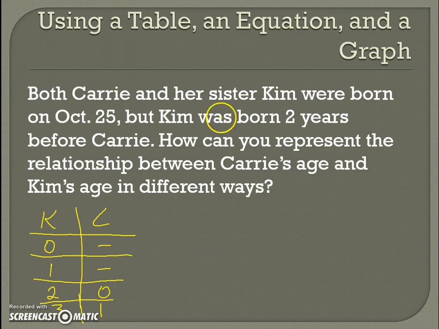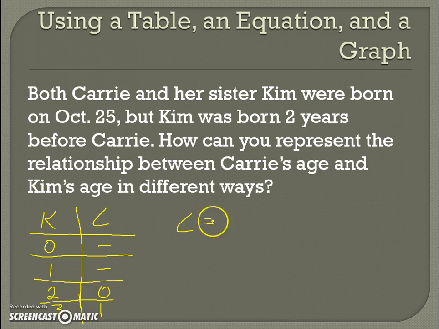Okay, so that's all based on this. So here's one way to represent this situation, through a table. An equation, you could write this a couple different ways. To find Carrie's age, so Carrie's age is going to equal, we'll take a look at a couple of these.